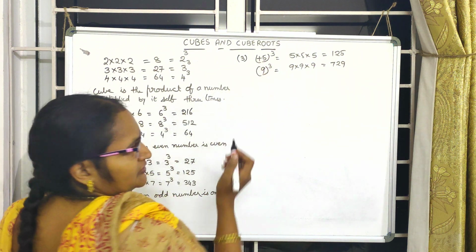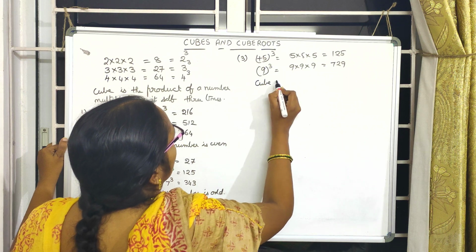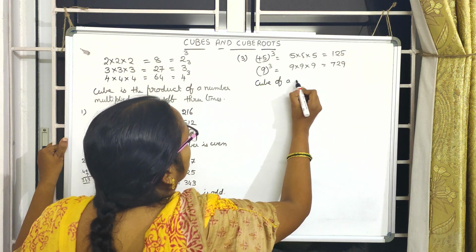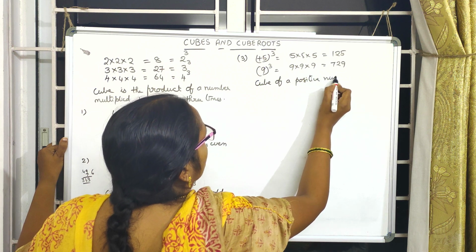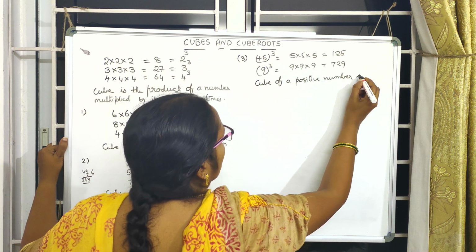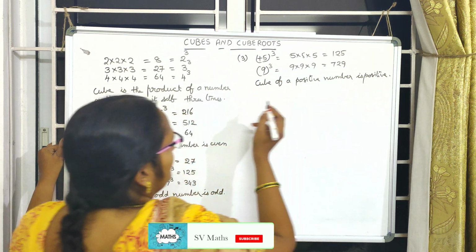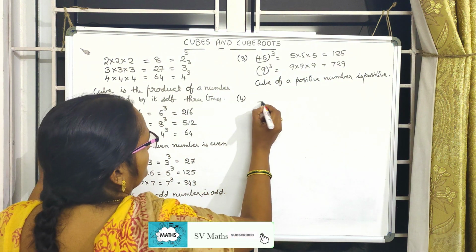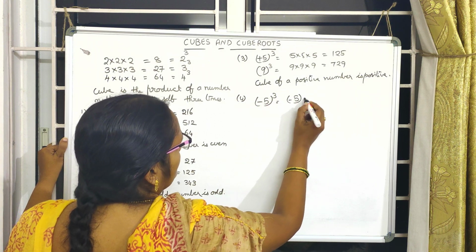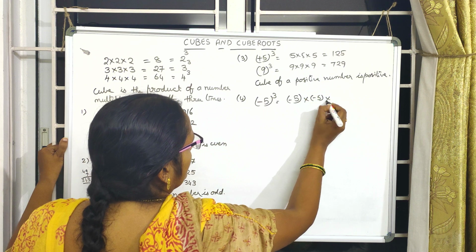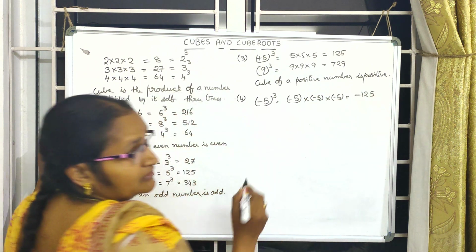By these examples, what can we conclude? We can say that the cube of a positive number is positive. What about a negative number? Now suppose I am taking minus 5 whole cube. This is minus 5 times minus 5 times minus 5. This is minus 125. Got it?